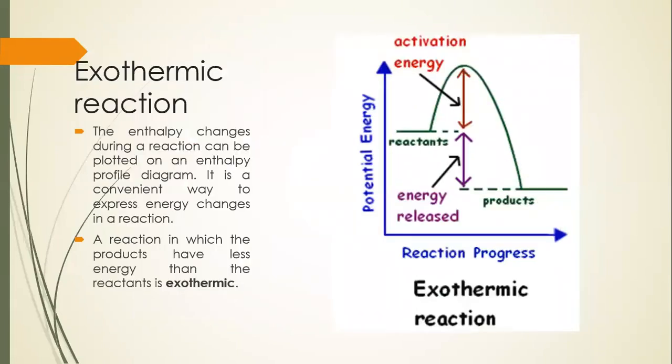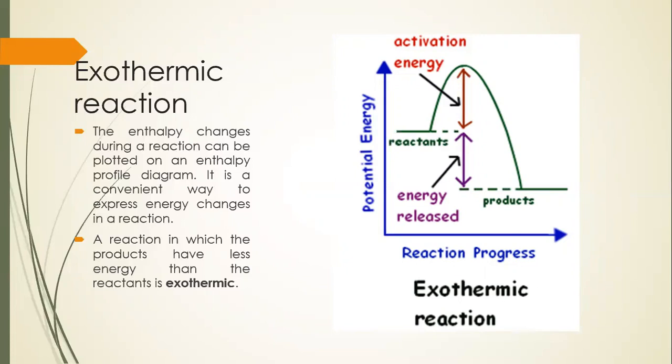Now see, when you are plotting the graph, you have to mention what you are taking on the x-axis: progress of the reaction. Time is a measure of progress of reaction. And you can take energy on the y-axis. So just mark the energy of the reactant and the energy of the product. What is the difference in energy between the reactant and product? That is the energy released in an exothermic reaction.